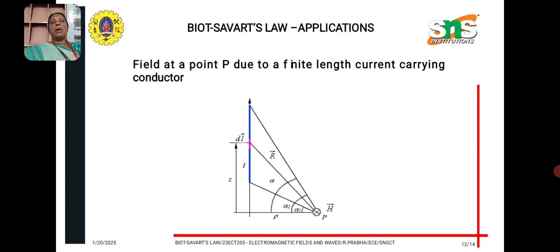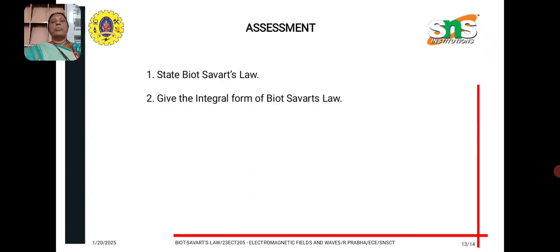So we can use Biot-Savart's law for any finite length of current-carrying element, and we can calculate the magnetic field at some point P from the current element. This is illustrated in the figure. And now the assessment question: state the Biot-Savart's law, and write the integral form of Biot-Savart's law.